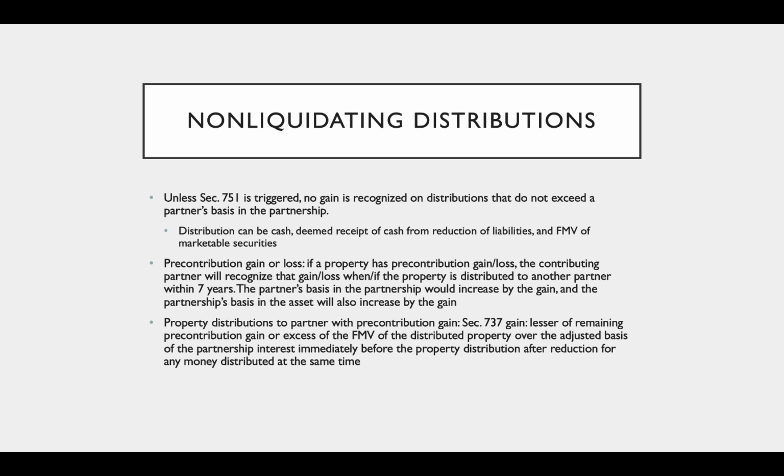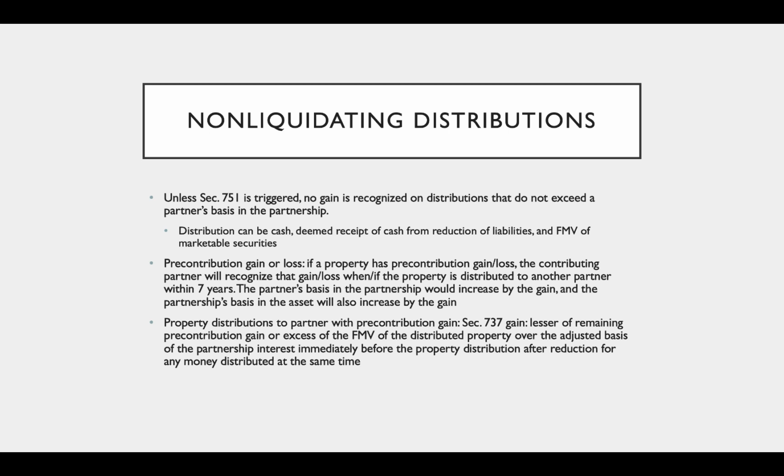The partner's basis in the partnership would increase by the gain, and the partnership's basis in the asset will also increase by the gain. So this is a case, like we said, where an asset is contributed by a partner and that asset has a built-in gain or loss at the time of contribution. These rules would kick in if that asset is later distributed to a partner within 7 years of contribution.